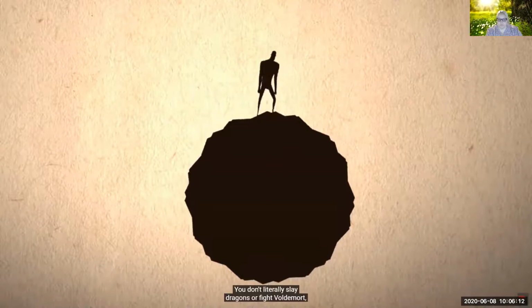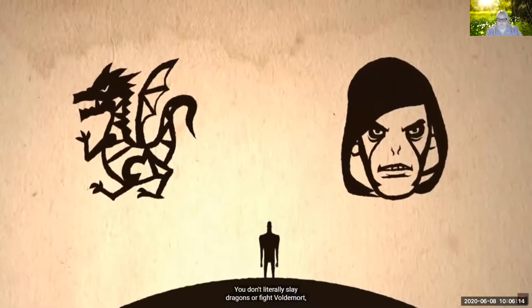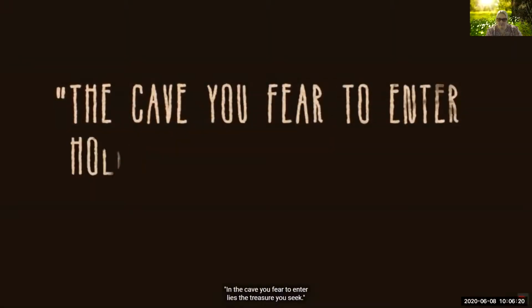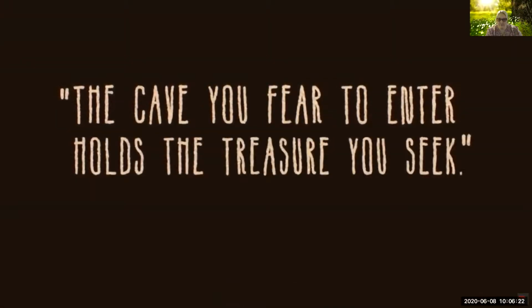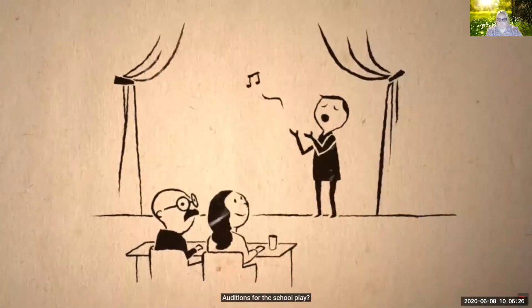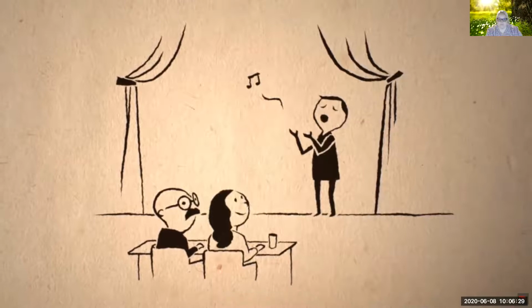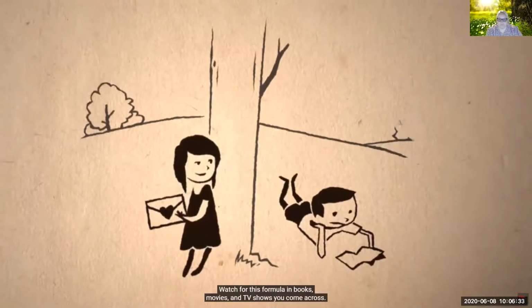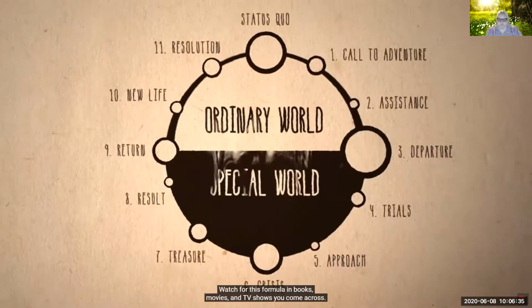You don't literally slay dragons or fight Voldemort, but you face problems just as scary. Joseph Campbell said, "In the cave you fear to enter lies the treasure you seek." What is the symbolic cave you fear to enter? Auditions for the school play? Baseball tryouts? Love? Watch for this formula in books, movies, and TV shows you come across.